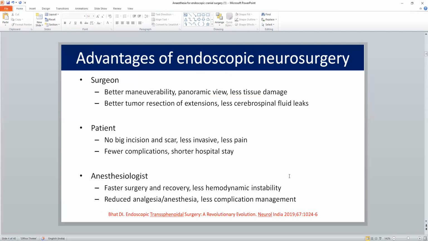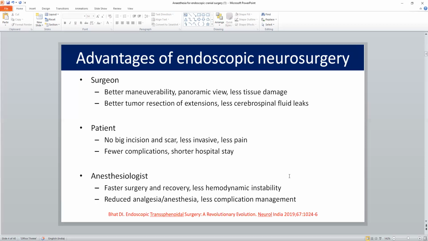Now, of course, there are certain advantages of endoscopic neurosurgery over open cranial neurosurgical procedures. For the surgeon, it provides better maneuverability, panoramic view, less tissue damage, better tumor resection of extensions, less cerebrospinal fluid leak as compared to microscopic surgery. For the patient, there is no big scar, no big incision, therefore it's less invasive and less likely to cause postoperative pain. It also is supposed to result in fewer complications, and studies have shown that endoscopic approaches result in shorter hospital stay as compared to open neurosurgeries.